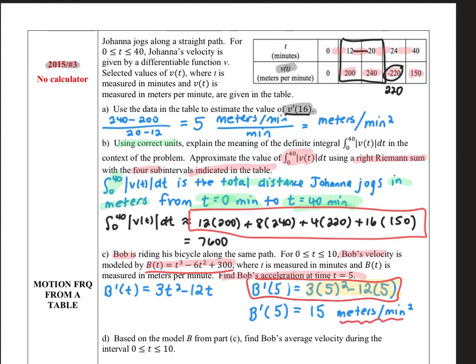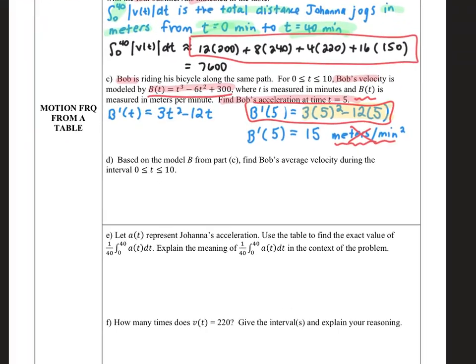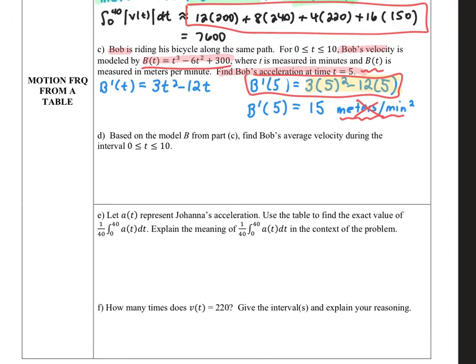There's nothing in the problem that's asking me to find the units, so I actually don't need to write it, but it's good to know that's what an acceleration unit looks like. In part D, I'm asked to find Bob's average velocity. And again, just think of that as saying average value of velocity.